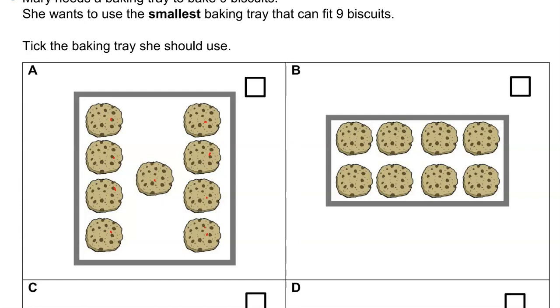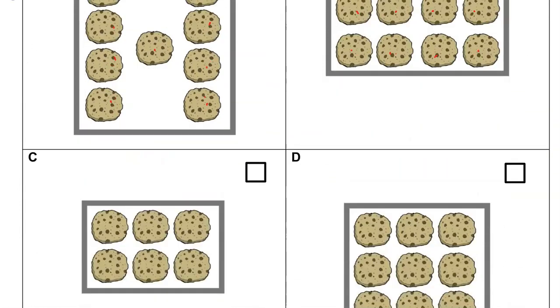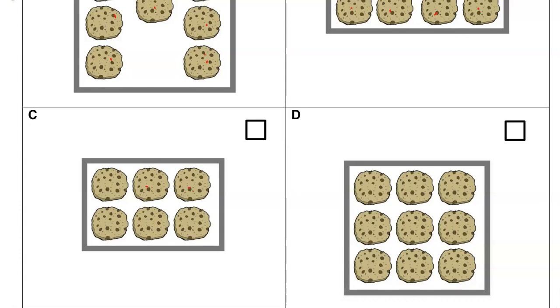Looking at tray B, we've got 1, 2, 3, 4, 5, 6, 7, 8 biscuits only, so not 9. 9 can't fit in there. So B is not one of the options that we are after. A probably is going to be, but let's have a look. Now C, we've got 1, 2, 3, 4, 5, 6. Only 6 biscuits can fit in there, so C is not what we're after.